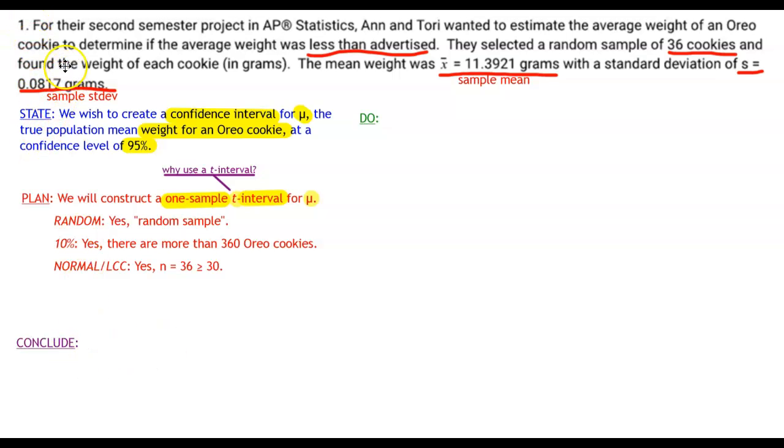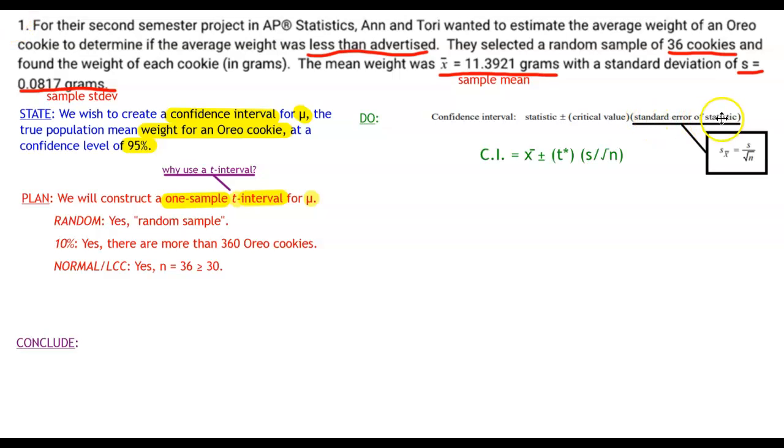Pause the video and try to write down that formula, and then come back to see if you got it right. All right, from the reference sheet, I know that a confidence interval is equal to the statistic plus or minus the critical value times the standard error of the statistic. All of these pieces of information can also be found either in the problem or from the reference sheet. Let's start filling this in.